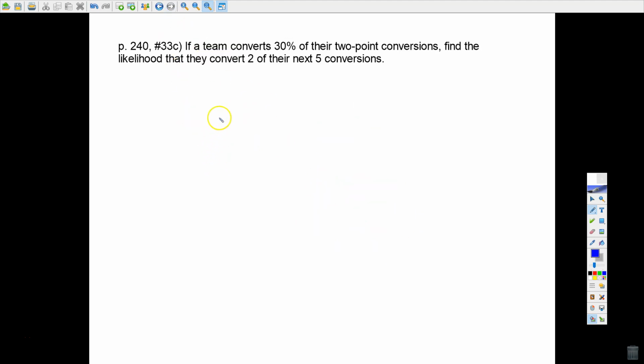Okay, so let's just go ahead and take a look at letter C. Hopefully these are starting to get a little bit easier. If a team converts 30% of their 2-point conversions, all right, I'm going to write down 30% as a decimal. And right away I'm thinking, okay, well, what's the alternative to not converting? Well, obviously that's missing. And if there's a 30% chance of converting, there's a 70% chance of not converting. Okay, convert, not convert. Okay, let's find the likelihood that they convert 2 of their next 5. So I'm going to take the converting likelihood, raise it to the 2nd. And if they kick 5 times, that means if they made or converted 2, they did not convert 3.